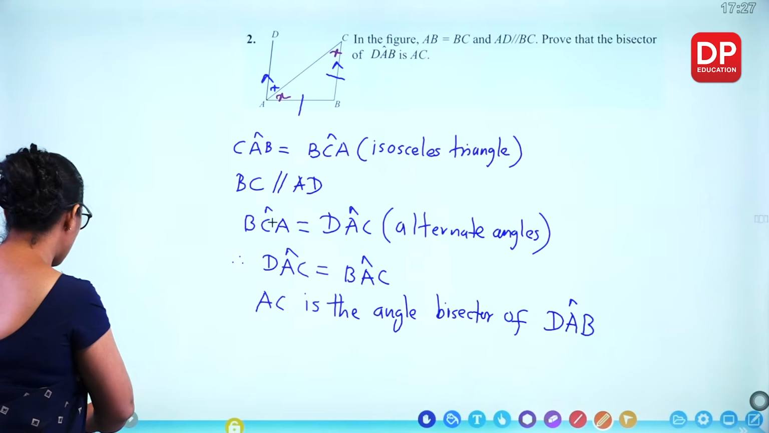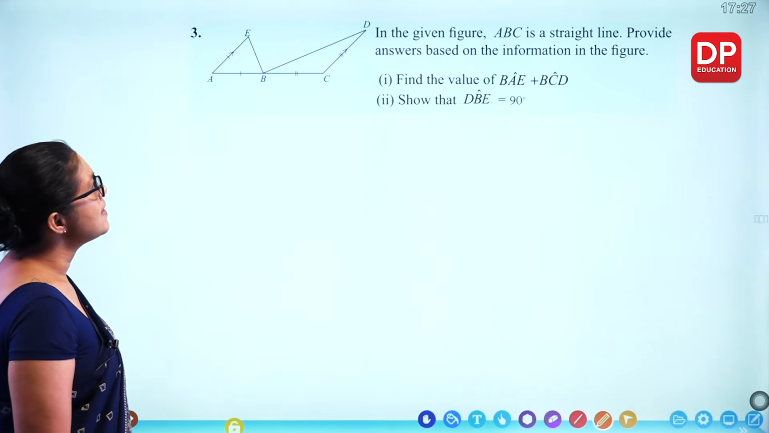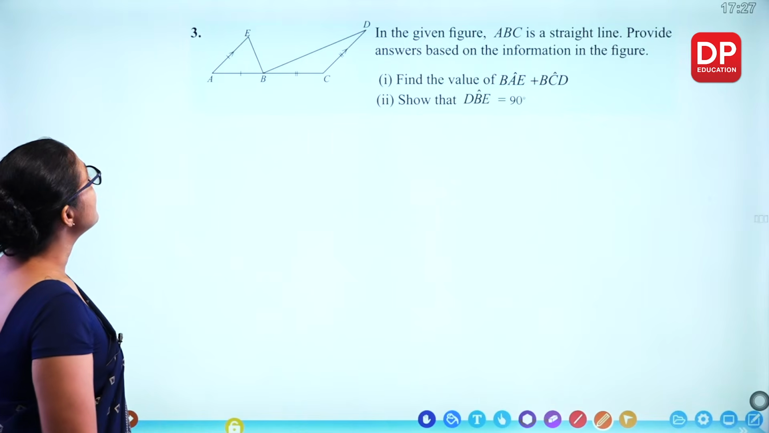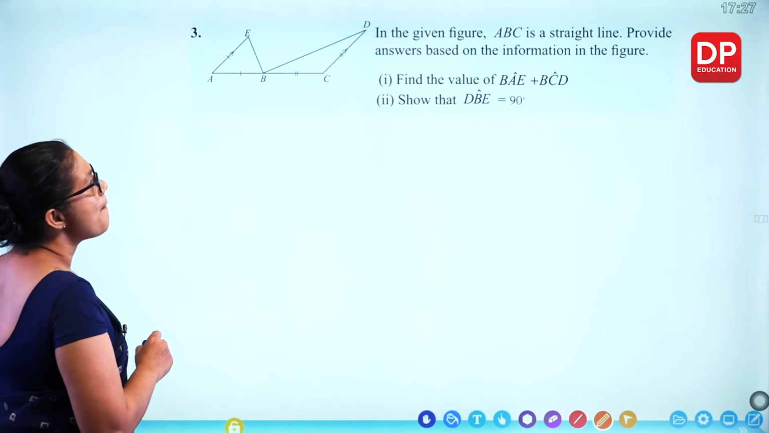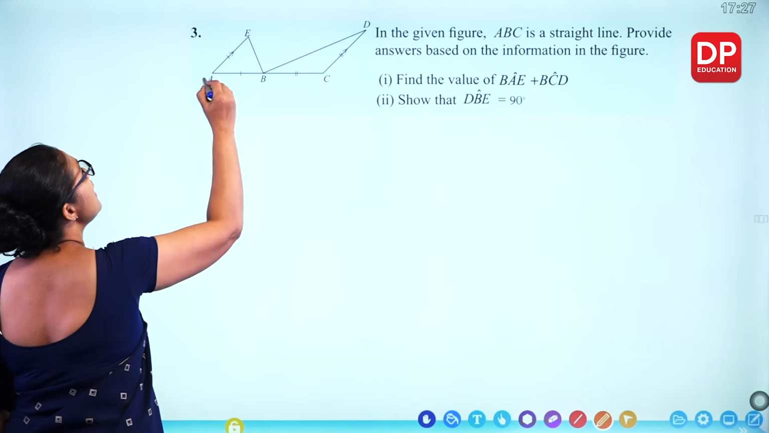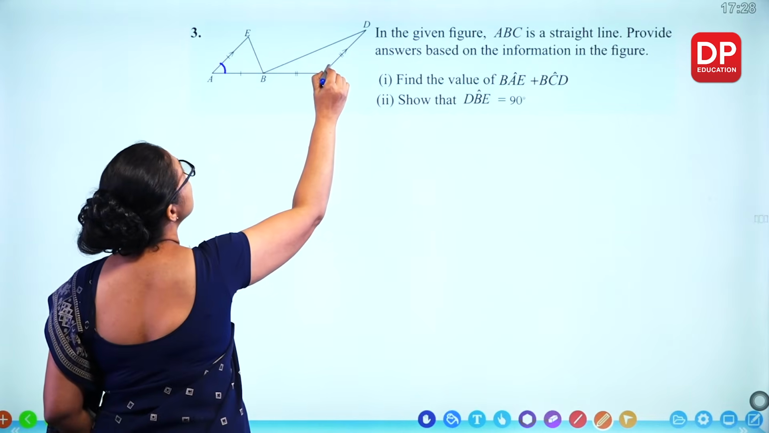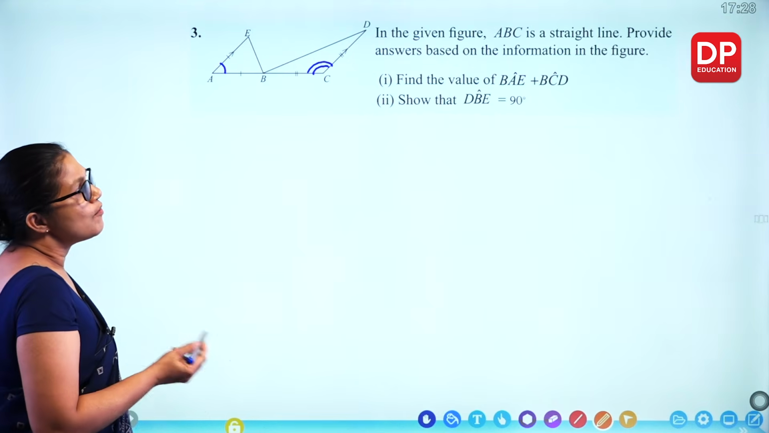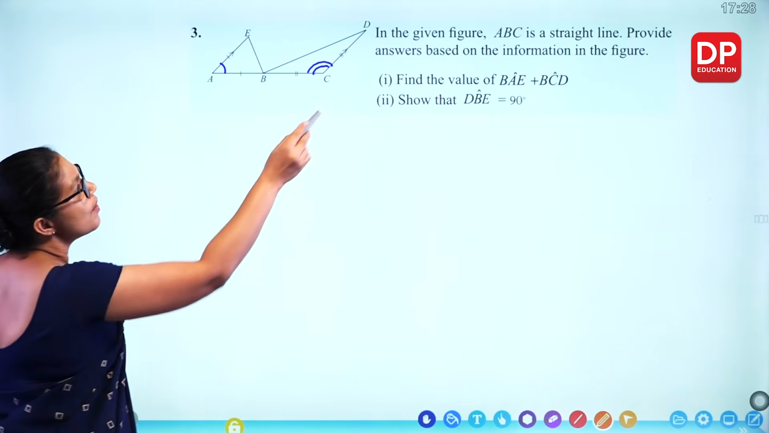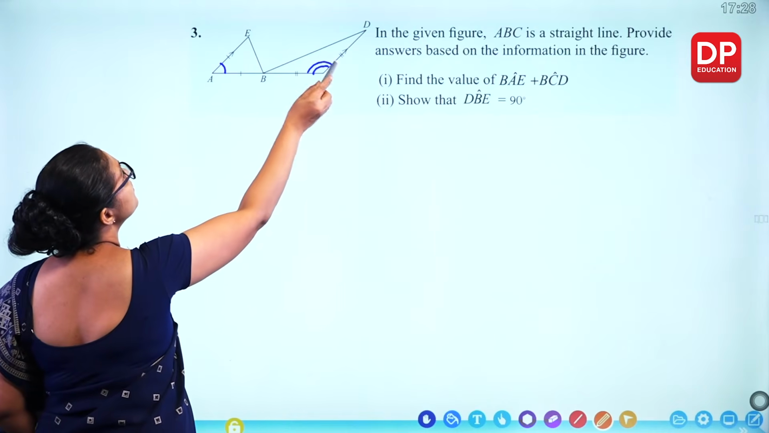We'll take the next question. In question number 3, you are given ABC is a straight line and some sides are equal. You are asked to find out angle BAE and angle BCD. This angle, when you add it, what's the value? Now, the other information given is these two are parallel.